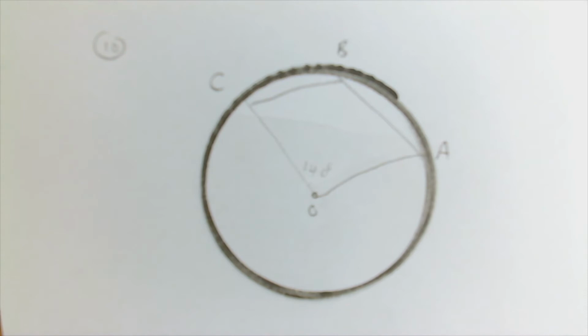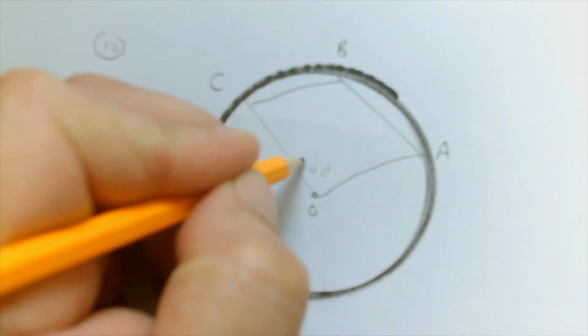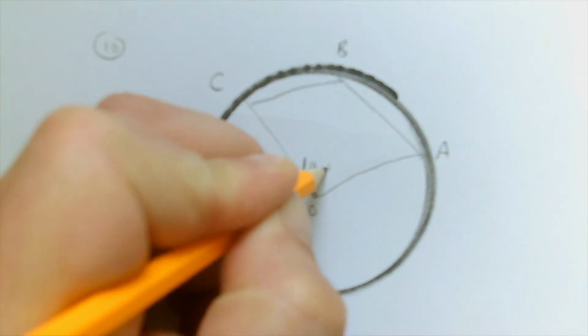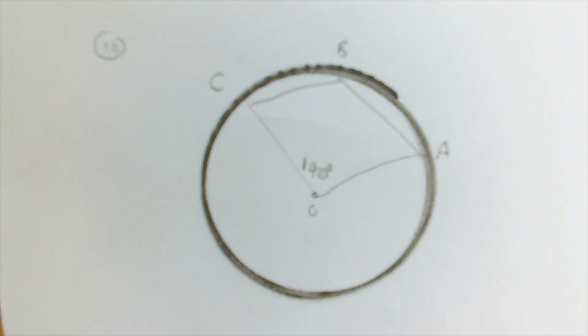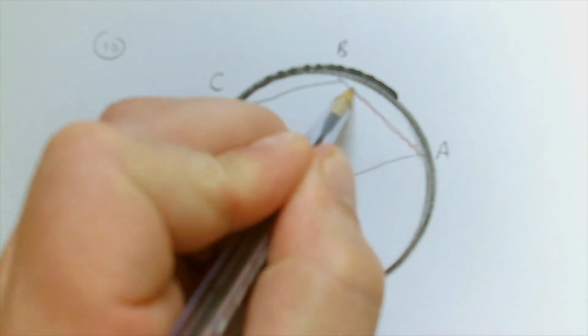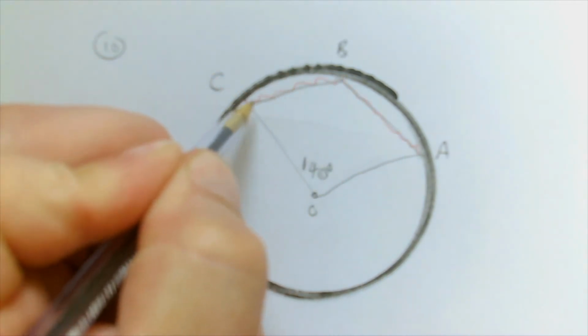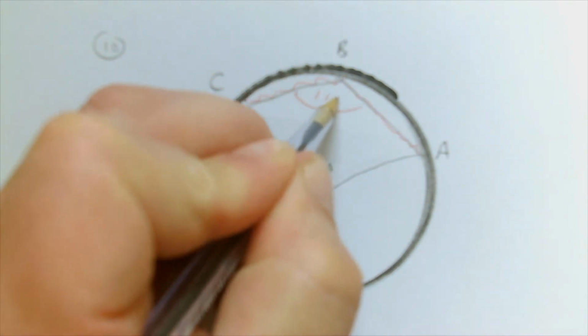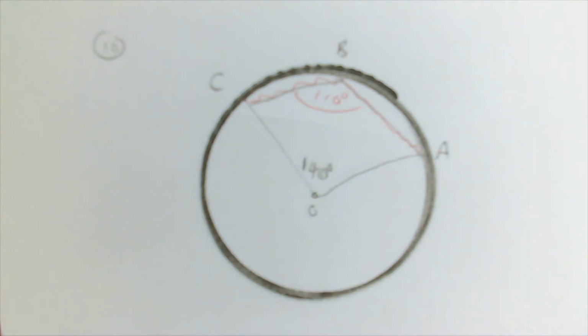Okay, I know it's slightly blurry, but this is question 10 from the Corbett Maths one. What it's got, we've got 140 here, and it asks us to prove and explain why angle ABC is 110. Okay, so that's what it wants us to do.